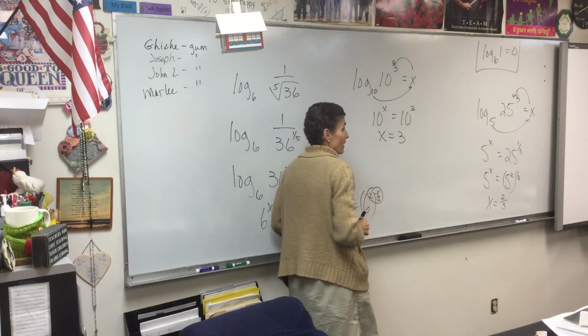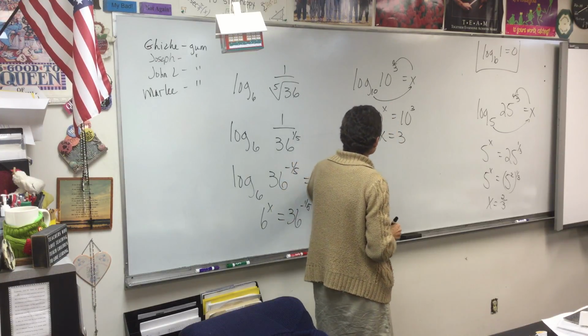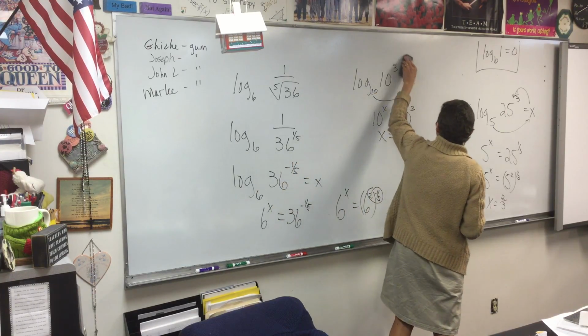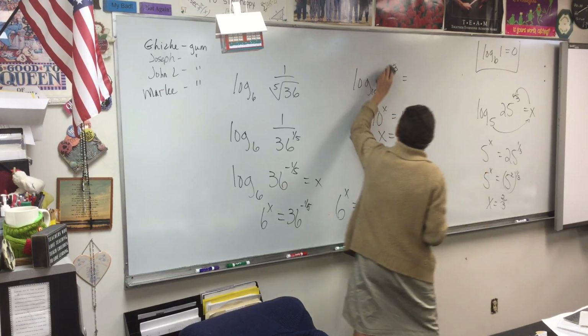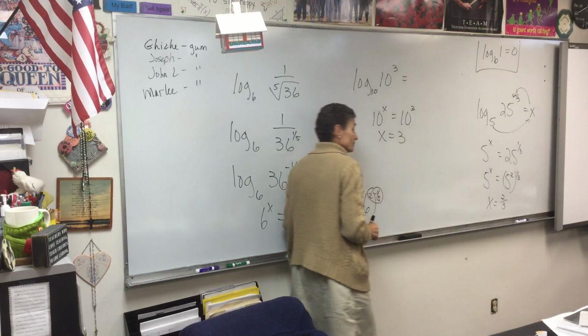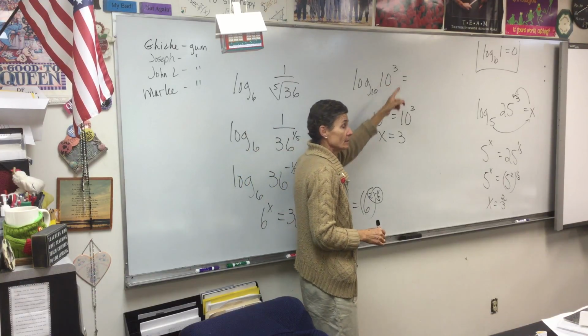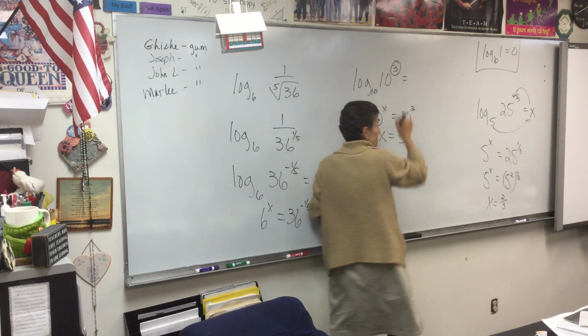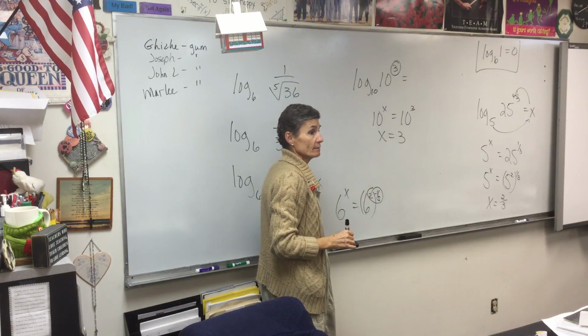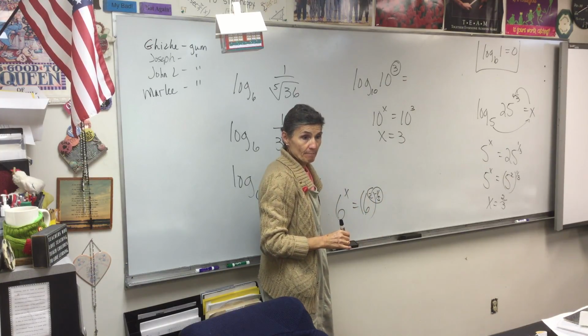Now, believe it or not, that's a property. I want you to look back at the original problem and get rid of all these arrows and x's and things. This was the original problem: log base 10 of 10 cubed. And the answer came out to just be 3. That will happen every time.